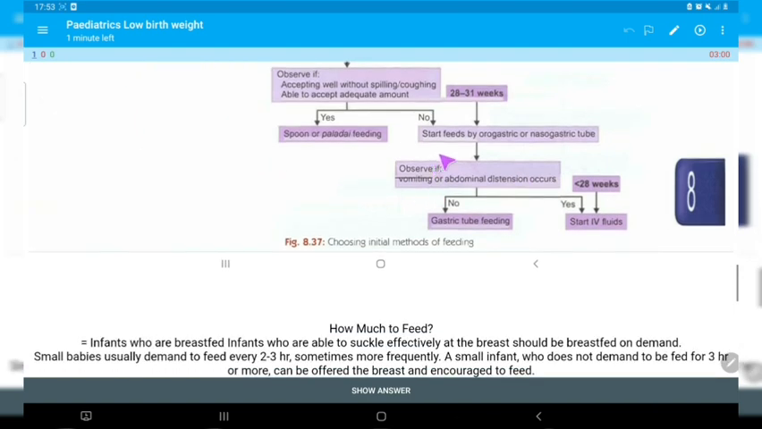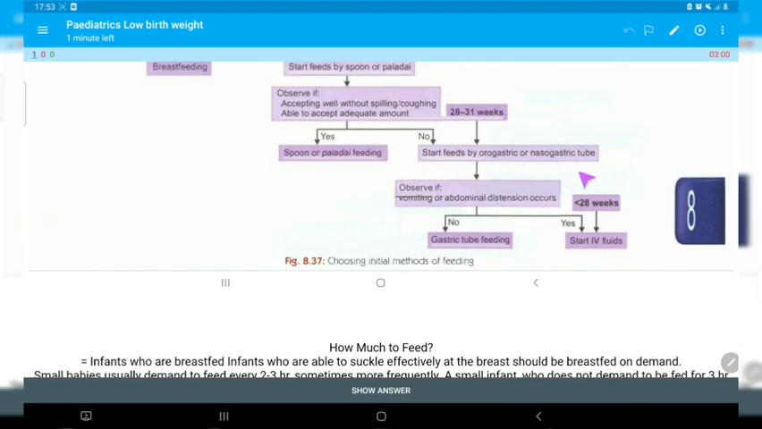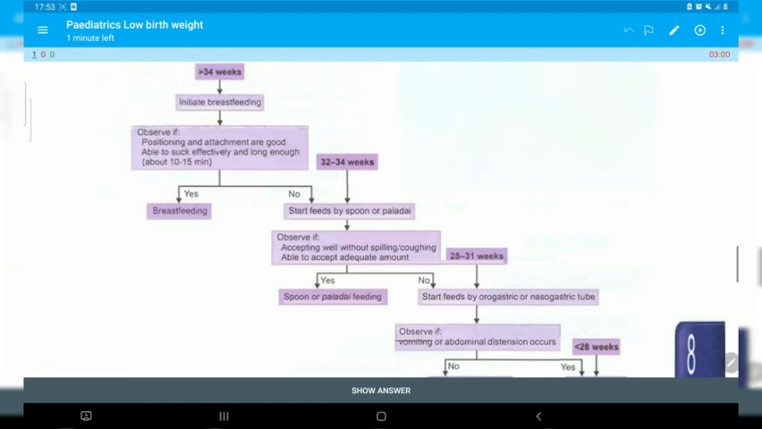If no, then what happens? We can start feeds by orogastric or nasogastric tube. So again, we will revise these things.